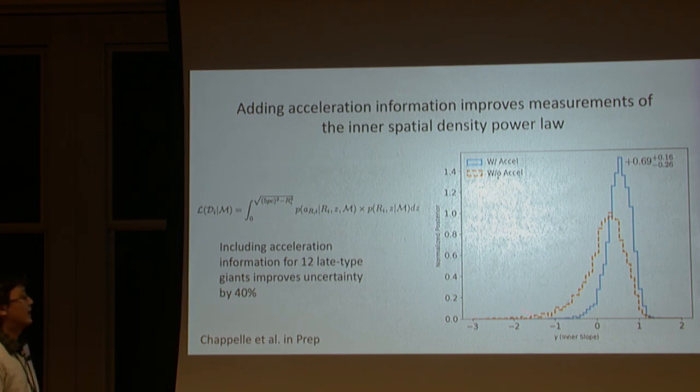This is kind of what you get as the gamma, the slope in three dimensions. So it's still very different than Bahcall-Wolf. It's like gamma 0.7 or so. But what's interesting is the acceleration we're adding is only for 12 stars, and it improves the gamma measurement by over 40%. So accelerations are a powerful way, I think, of getting at the density profile in the very inner region anyway. Okay, but Reiner will talk a lot more about that.